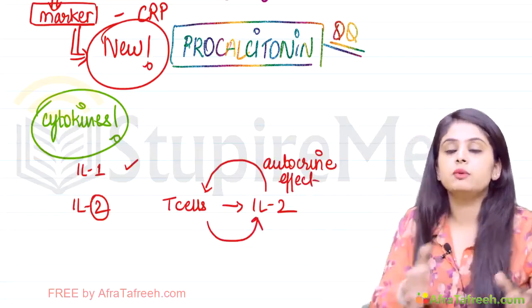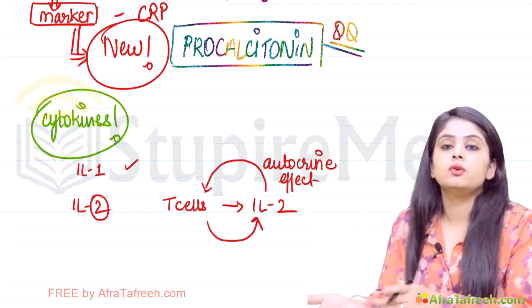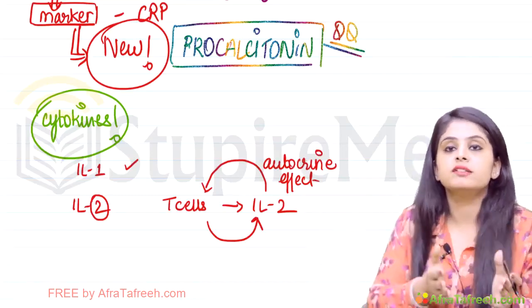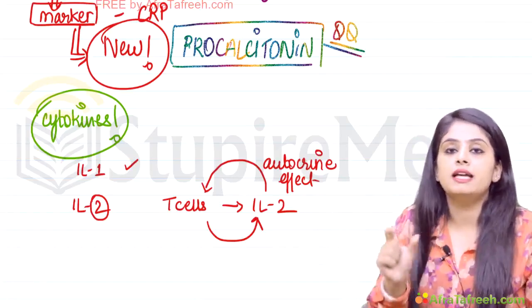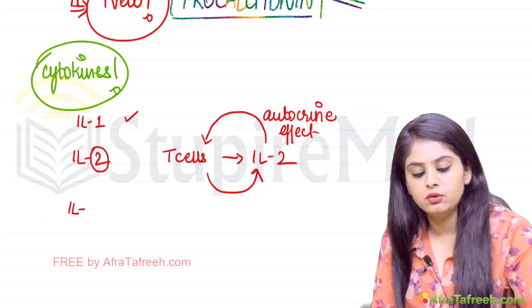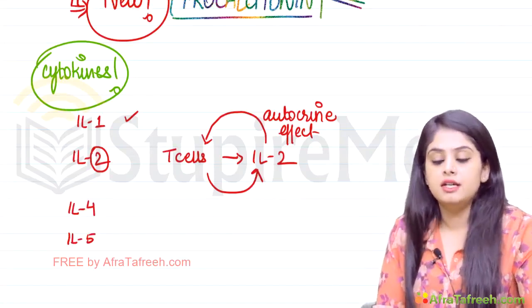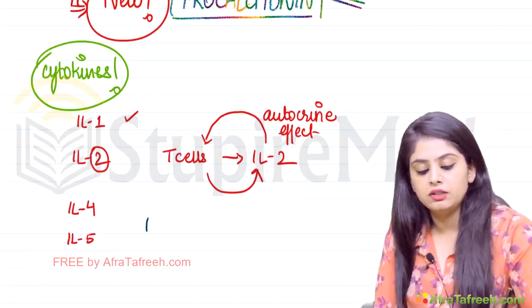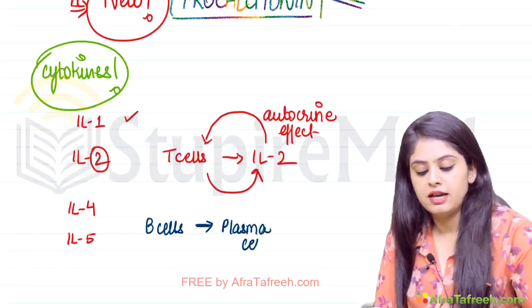So it's just juggling between these two things. T cells produce interleukin 2. Interleukin 2 goes back and stimulates the T cells to produce more of interleukin 2. So that is how you'll remember IL-2. The next one that we need to know is interleukin 4 and interleukin 5. Now all of us know that how the B cells are going to mature into plasma cells, and further that is going to produce immunoglobulins.